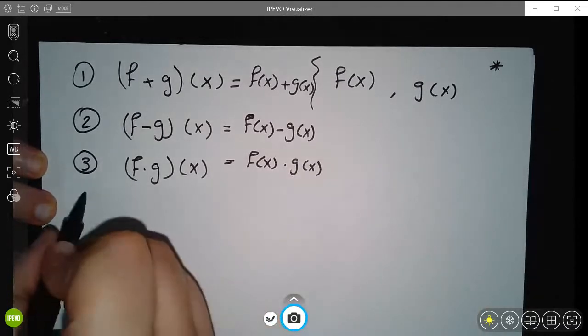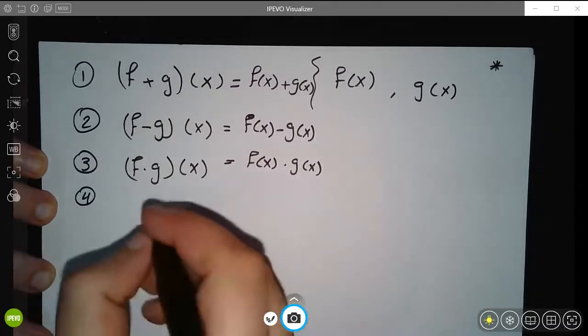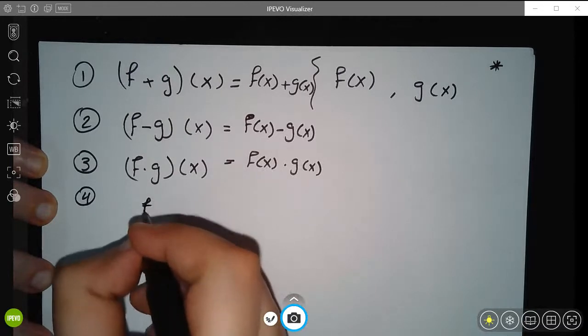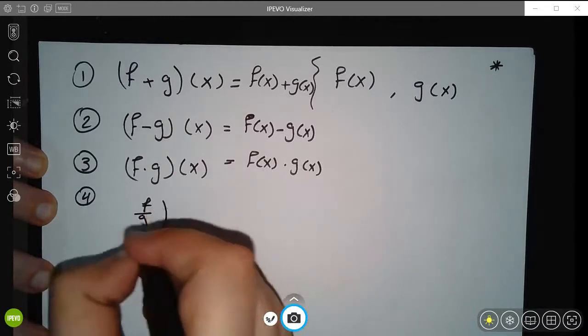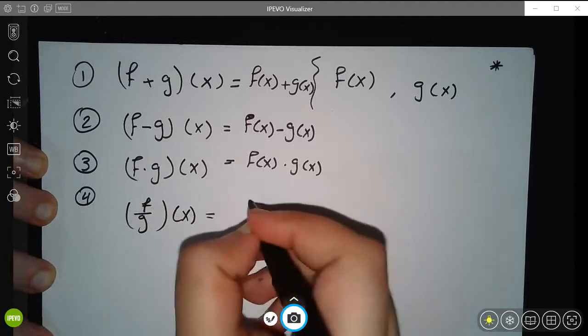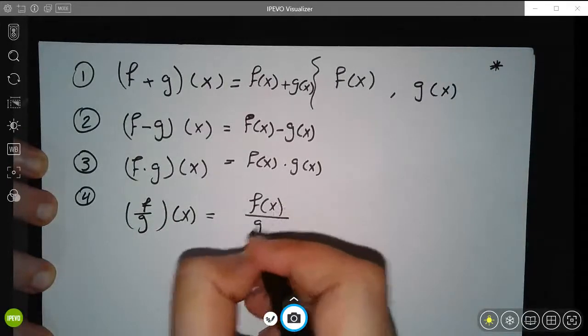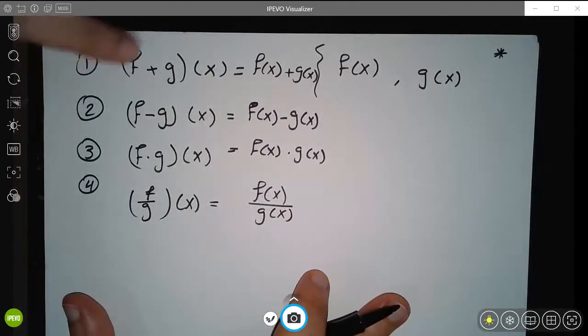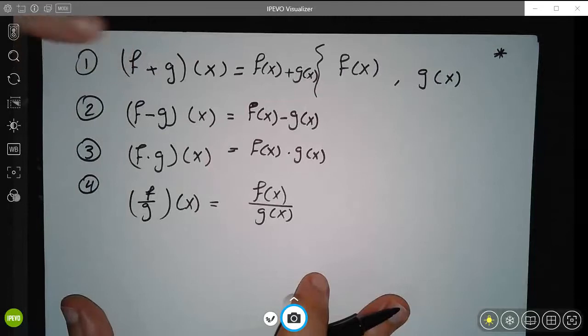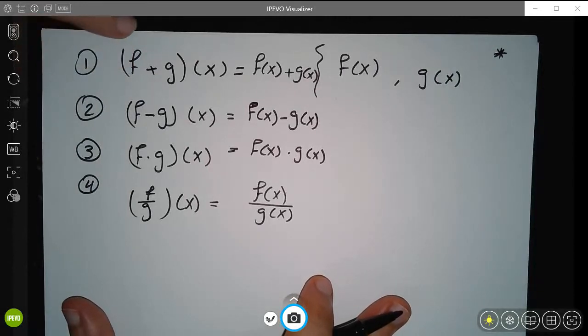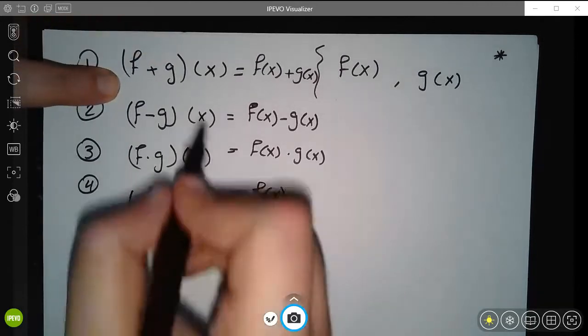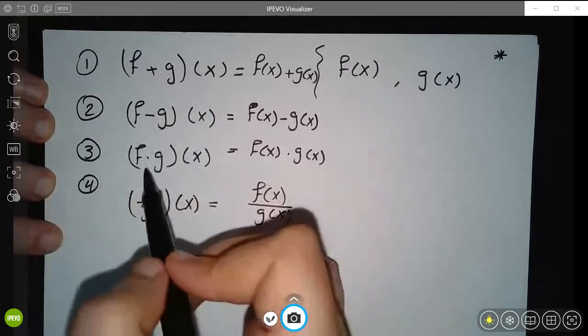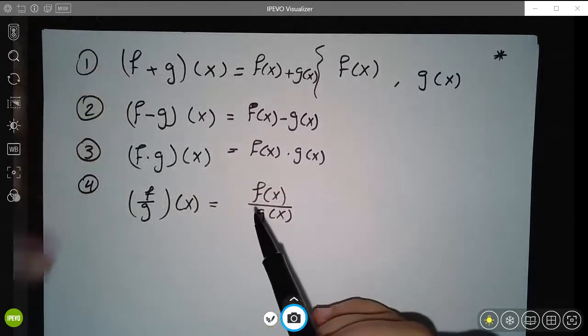One last one. Division. So if you see f over g, like that, of x, that means you have f of x over g of x. Make sense? So f and g are functions of x, but they are being added, subtracted, multiplied, or divided based on the operation the question gives you.